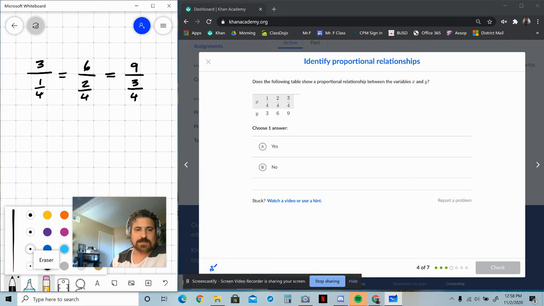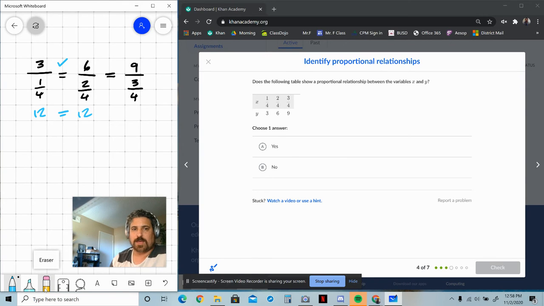The way I would investigate this real quickly is, dividing by 1/4 is the same as multiplying by 4. So 3 divided by 1/4 is 12. 6 divided by 2/4 is the same as 6 times 4 over 2, which is 24 over 2, which is also 12.